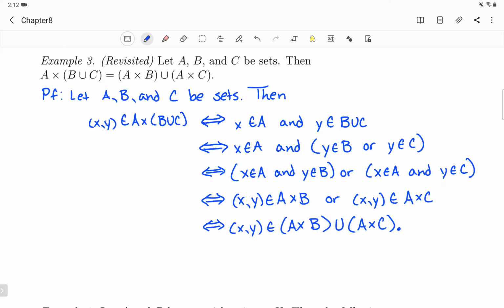Whenever you write one like this, you need to be 100% sure your steps reverse, because we wrote it starting here and then worked our way down. So we followed the logic that way. You need to double check the logic works backwards. So if I start in the union, yes, I get an or, then yes, that's just the definition of cross product. Then yes, that's a logical rule. I'm allowed to do that, right? Making sure it traces backwards.